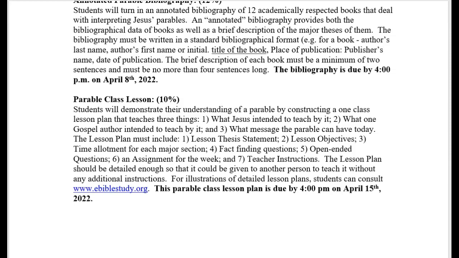Any fact-finding questions that you might ask of the students. So if you're going to ask them things that you think that they ought to know or that they might know, or to inquire about their knowledge, you have to have that. Any open-ended questions, in other words, questions that are very subjective, there are no right or wrong answers. You're just trying to find out what it is the students themselves might know.